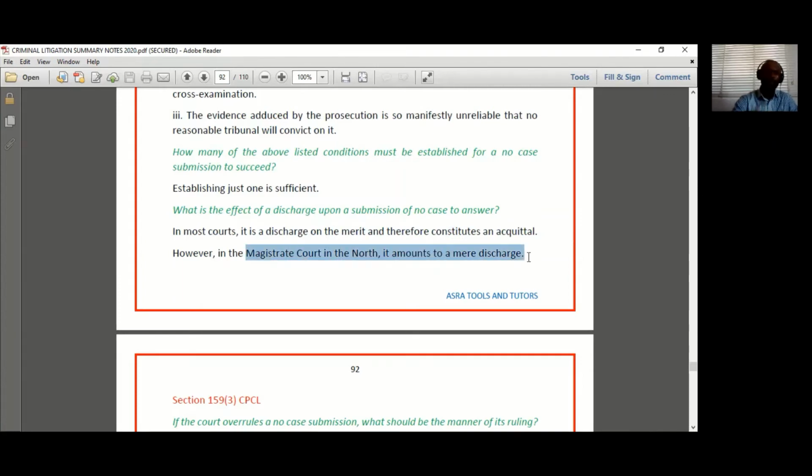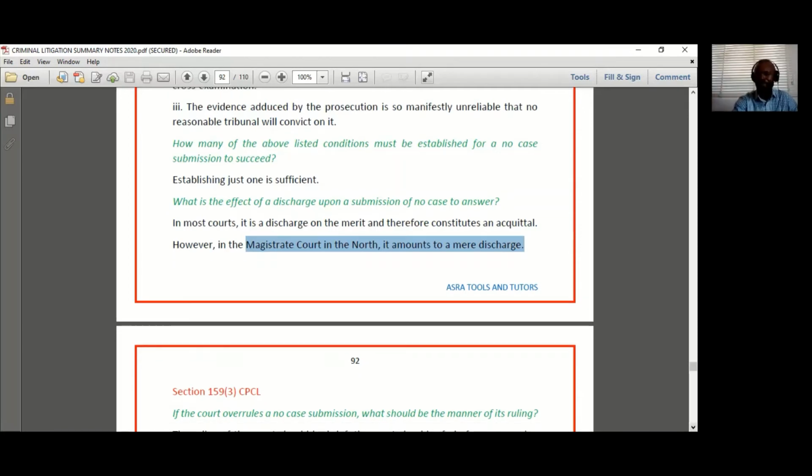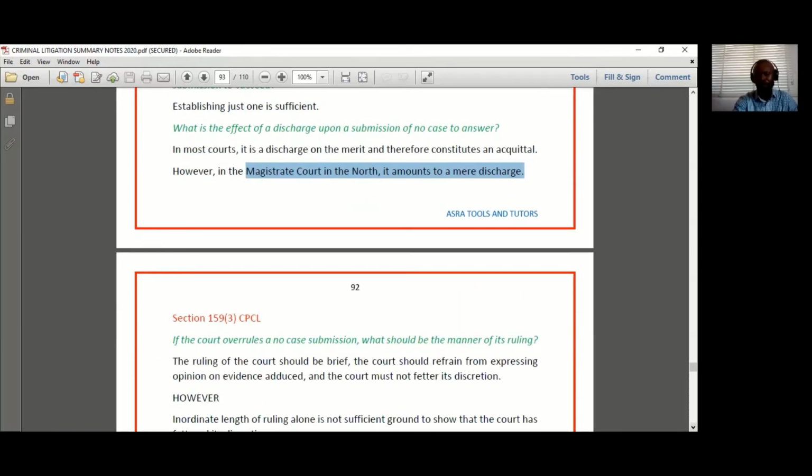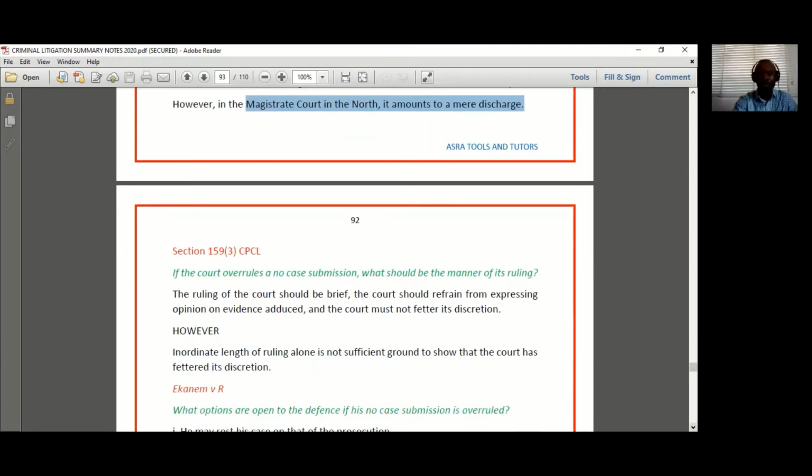And of course, you know that the difference between a discharge and an acquittal is that a person who's been merely discharged can be retried for the same offense, but the person who's been acquitted cannot be retried for that same offense, based on his right to not be tried a second time for an offense for which he's been tried before. So that is the effect of a successful no-case submission application being made.